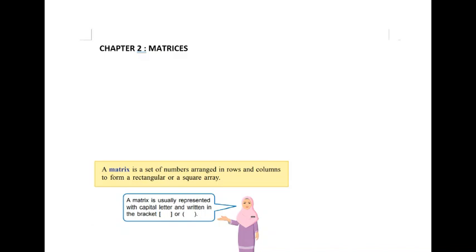So today we are going to learn chapter 2, matrices. Okay, what is a matrices? Matrices is plural of matrix. So what is a matrix? A matrix is a set of numbers arranged in row and column to form a rectangular or square array.